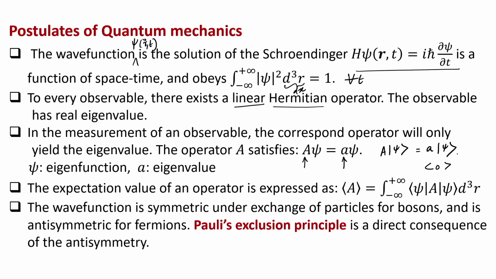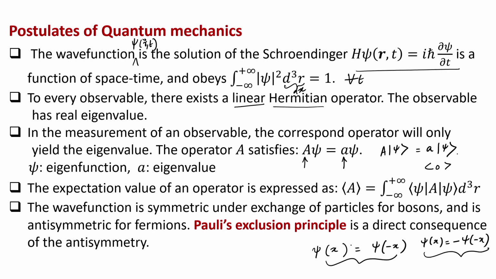Even means that if you have psi of x, I am just ignoring the t for the moment, if you change this x to minus x and it stays the same, that is called an even function, and if the sign changes, it is called an odd function. That is not exactly what we mean by symmetric. So, this is called symmetric and this is called antisymmetric.